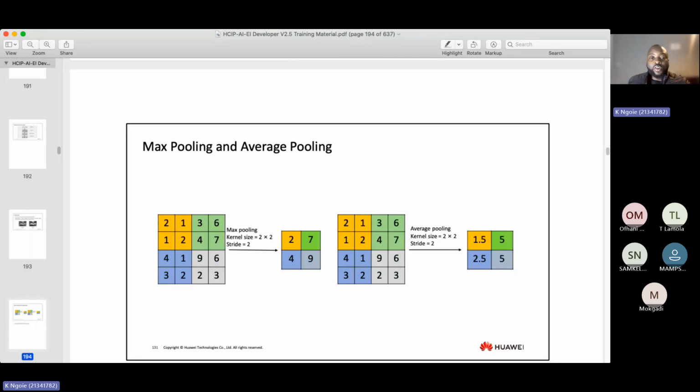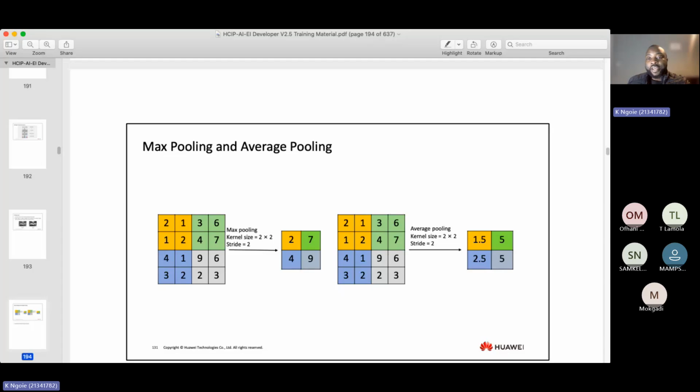When you apply the kernel to do maximum pooling, here we have a 2x2 kernel size. A 2x2 window will take this 2x2. The maximum here will be 2, so that will go there. Then here the green one, the maximum is 7, and here on the blue, the biggest number is 4. This is what the kernel is going to do here. It's 9. So this is maximum pooling.